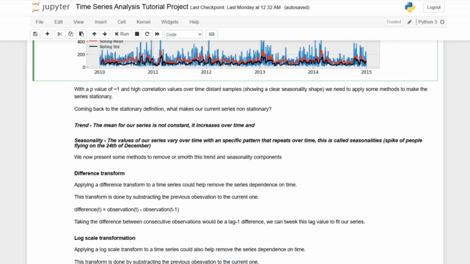Since our data set is basically stationary, you don't get to see what can be done next. What makes our series non-stationary? There are two things that basically make a series non-stationary. The first is the trend, which means the mean is not constant and it increases over time. A trend can increase or decrease, right? That's the first point that can affect your data and make it non-stationary.